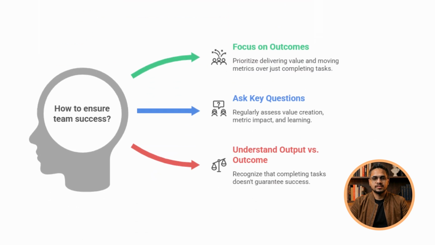Now, do you know what successful teams do? So great teams don't just complete sprints, they focus on delivering outcomes. And they ask, did we create value? Did we move the metric? And did we learn something? Because output is not equal to the outcome.